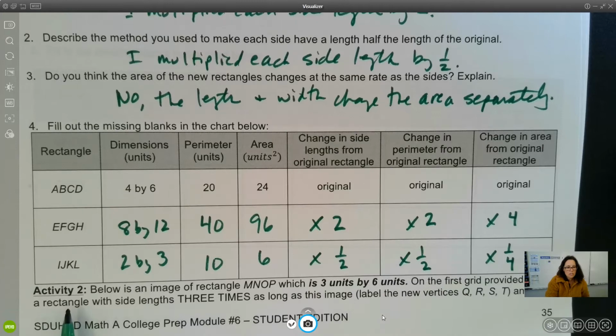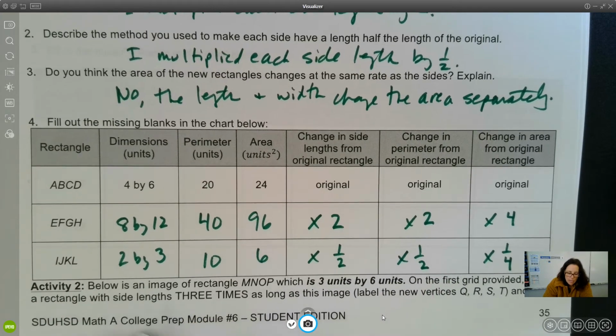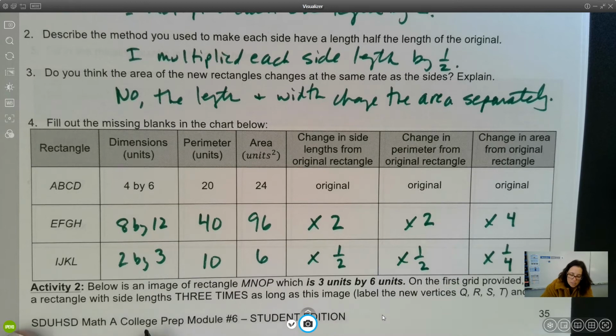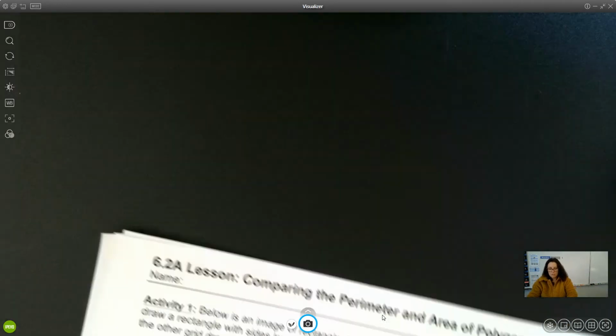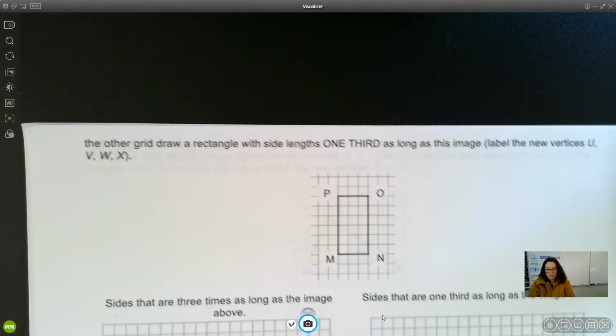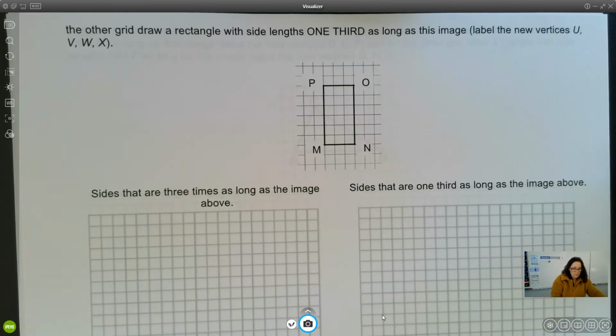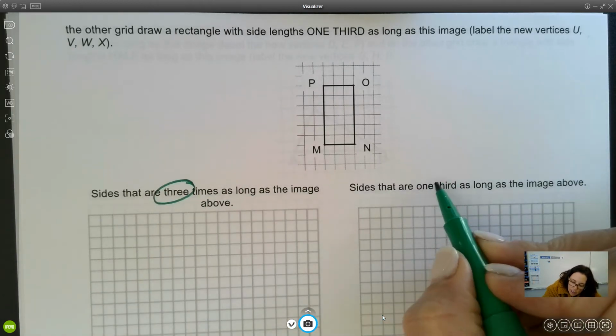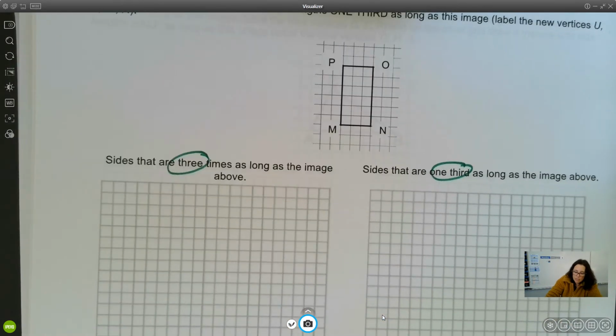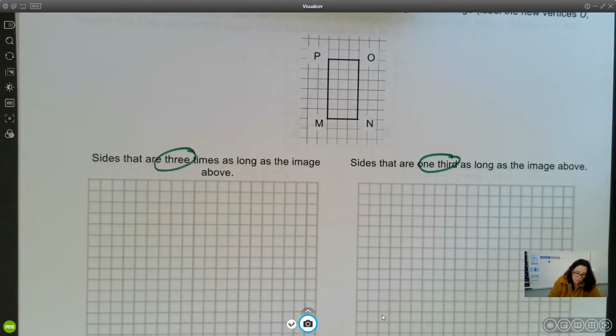Now the activity 2 should be on the next page. Activity 2, below is an image of rectangle MNOP, which is 3 units by 6 units. On the first grid provided, draw a rectangle with side lengths 3 times as long as this image. Let me flip the page here. So we need something 3 times as long. We're doing the same thing, but this time we're doing 3 times as long and 1/3 times as long. And then we're answering the same table or chart at the bottom.